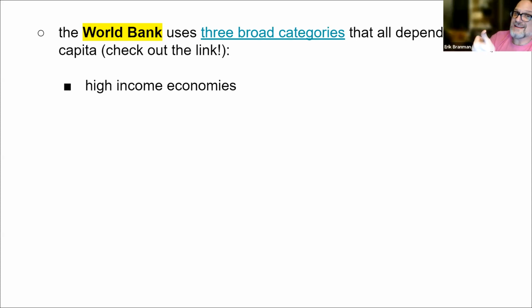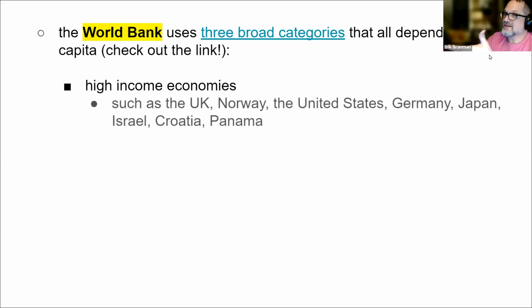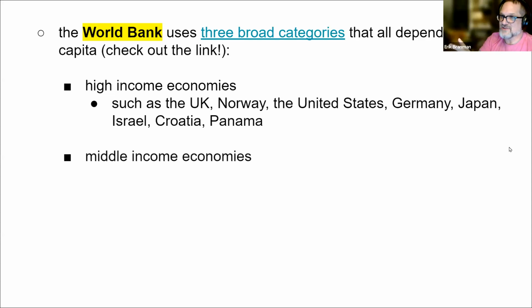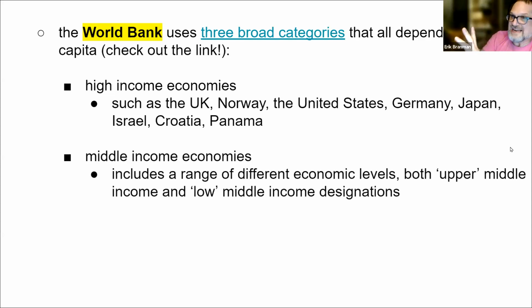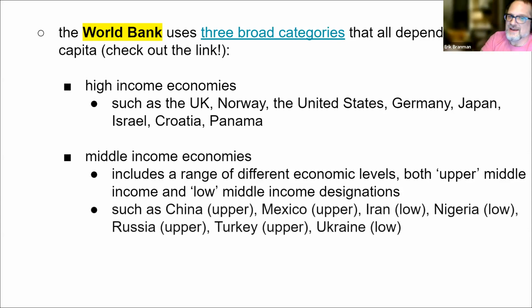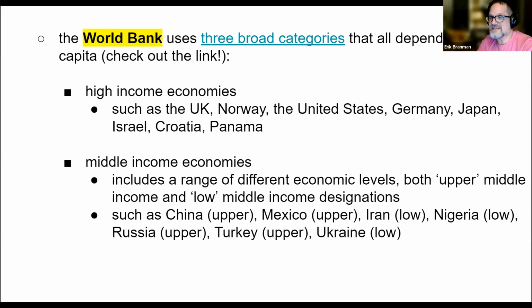For the World Bank, we have high income countries. High income countries, you might notice again some patterns: the UK, Norway, the United States, Germany, Japan, Israel, Croatia, Panama. Side note, Panama just moved up into this category recently. Middle income countries, the World Bank actually splits up into upper middle income and lower middle income designations. Here's where things get really interesting. We'll talk about how this feeds into GNI per capita, again, the income per person. Go to the link here and actually see the levels.